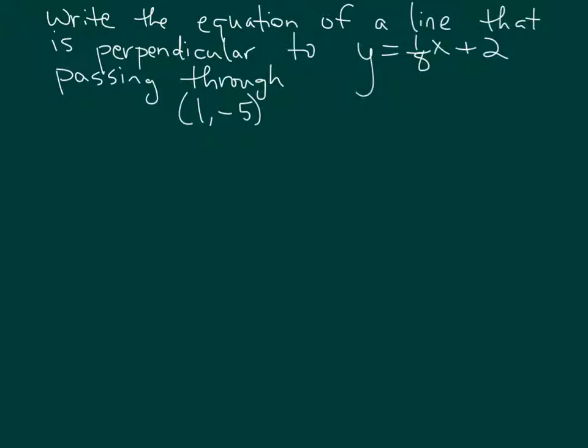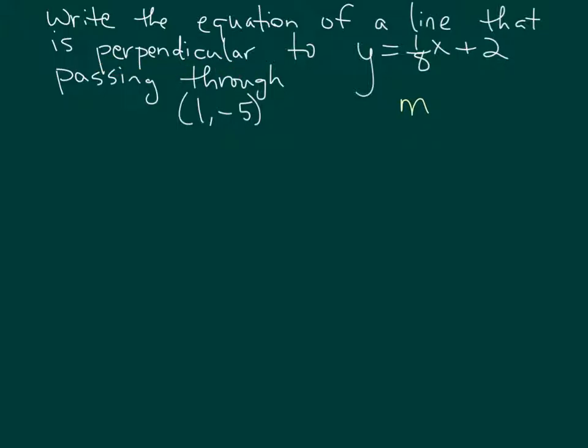All right, so now the new problem that we're looking at is write the equation of a line that is perpendicular to y equals 1 over 8x plus 2 passing through the point 1 comma negative 5. So, great thing is, this is already in slope-intercept form. There is my slope. I need to go in and identify that I want to pick now for my new slope, because we're talking about perpendicular. There's that magic word there.